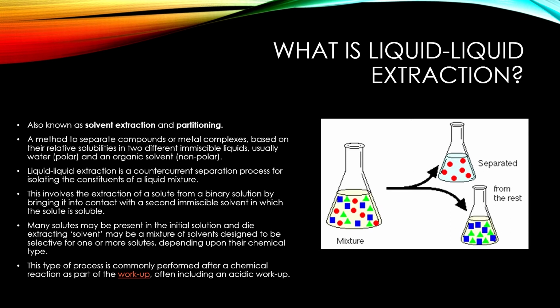This involves the extraction of a solute from a binary solution by bringing it into contact with a second immiscible solvent in which the solute is soluble. Many solutes may be present in the initial solution, and the extracting solvent may be a mixture of solvents designed to be selective for one or more solutes, depending upon their chemical type. This type of process is commonly performed after a chemical reaction as part of the workup, often including an acidic workup.